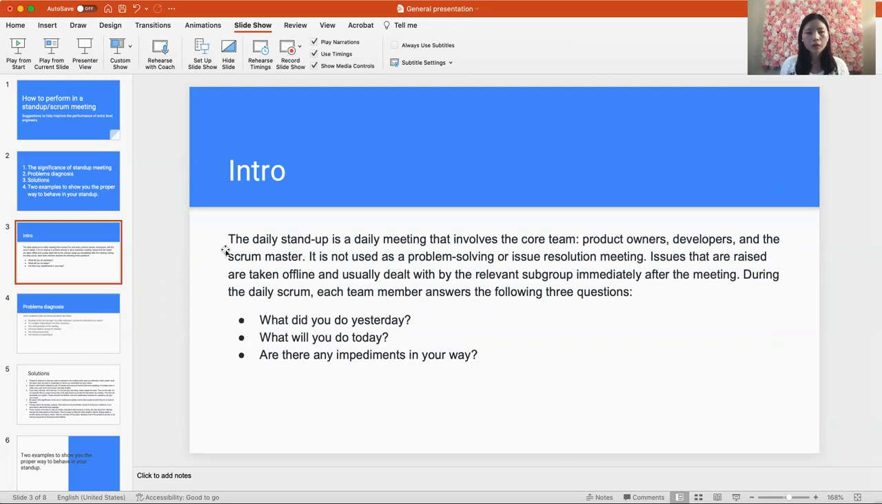So what is a daily stand-up meeting? The daily stand-up is a daily meeting that involves the core team, product owners, developers, and the Scrum Master. It's not used as a problem-solving or issue resolution meeting. Issues that are raised are taken offline and usually dealt with by relevant subgroup immediately after the meeting.